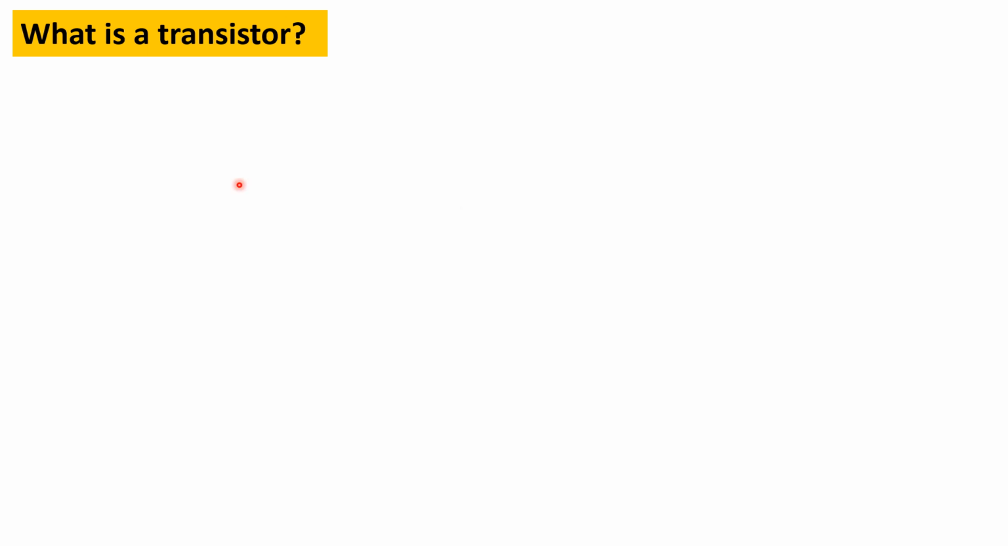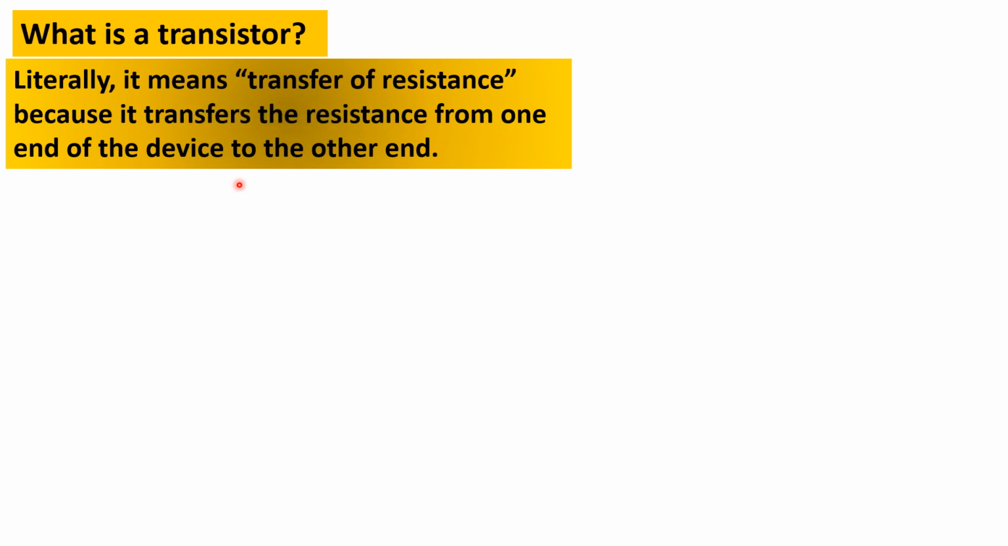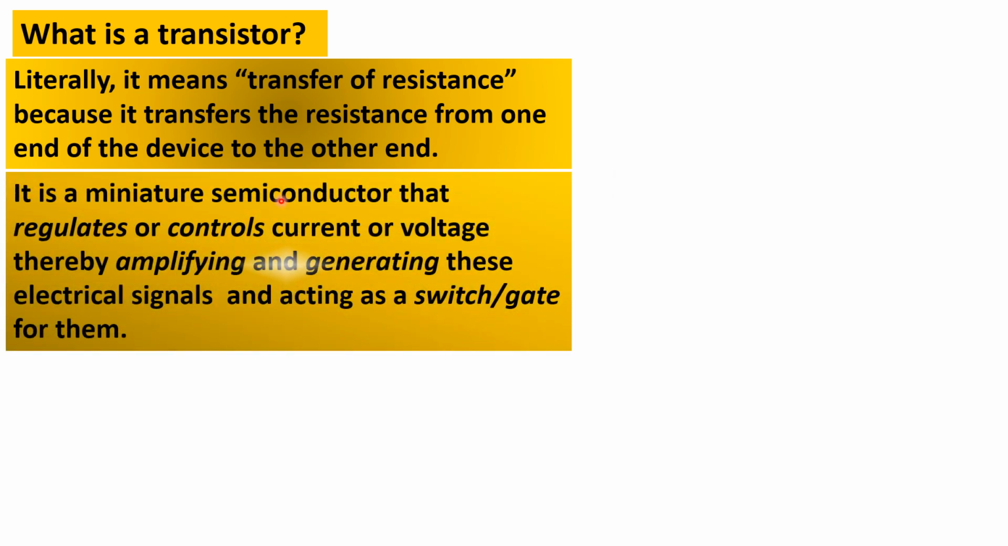What is a transistor? Literally, transistor means transfer of resistance because it transfers the resistance from one end of the device to the other end. It is a miniature semiconductor that regulates or controls current or voltage, thereby amplifying and generating these electrical signals and acting as a switch or gate for them.